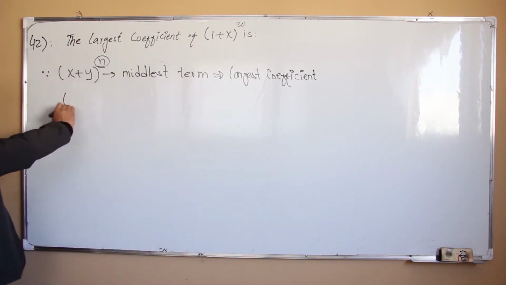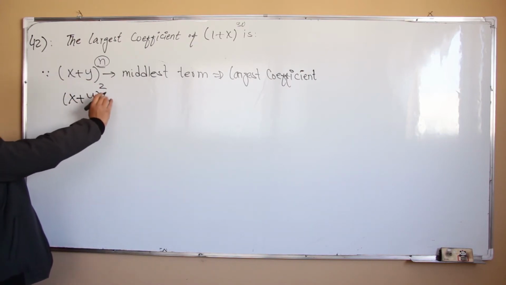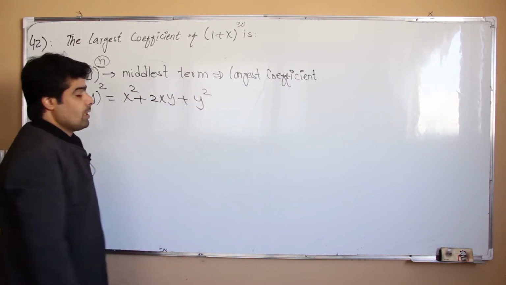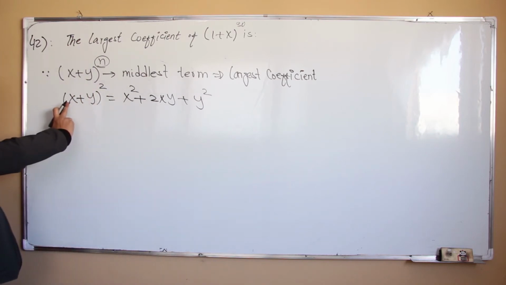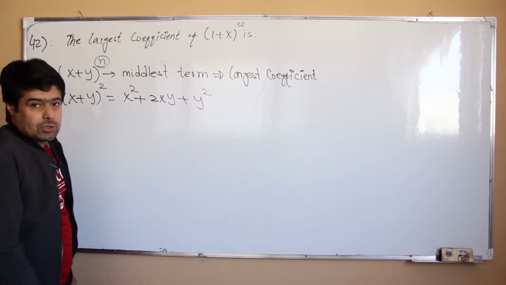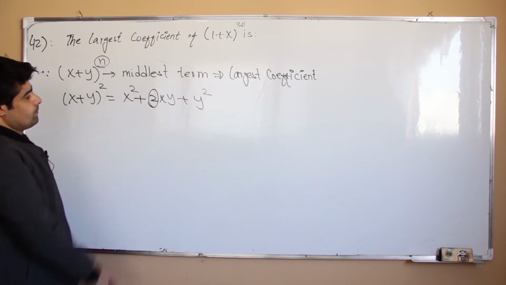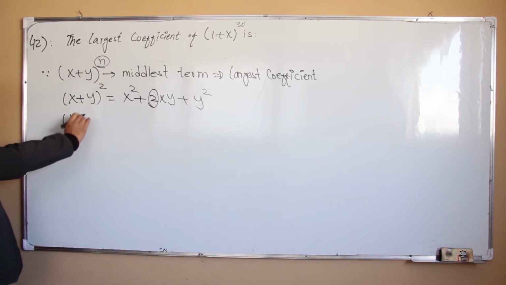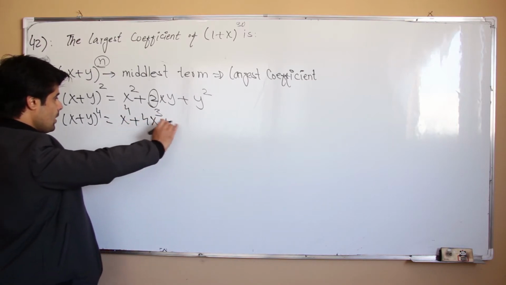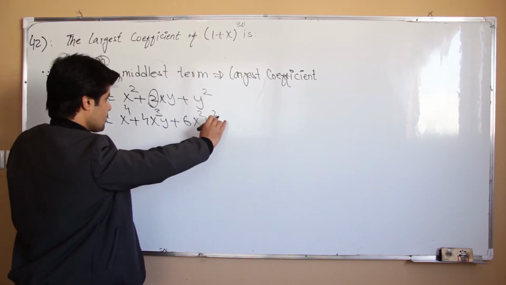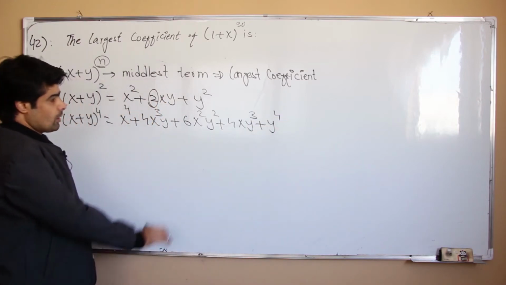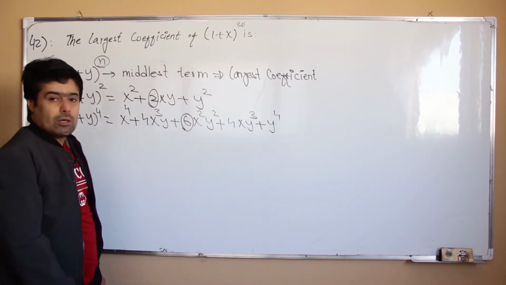What do I mean? For example, (x + y) raised to the power 2 is x squared plus 2xy plus y squared. Now what do you think? The coefficient of x is 1, the coefficient of y is 1. So what is the largest coefficient? The largest coefficient is the middle one. If we have (x + y) raised to the power 4, it's x to the power 4 plus 4x cubed y plus 6x squared y squared plus 4xy cubed plus y to the power 4. Now this is the middle term, and it has the largest coefficient.